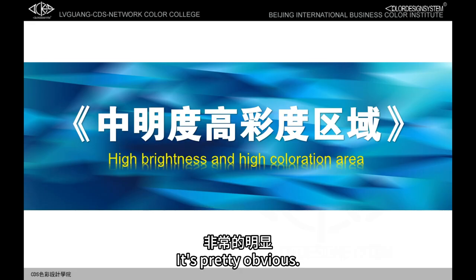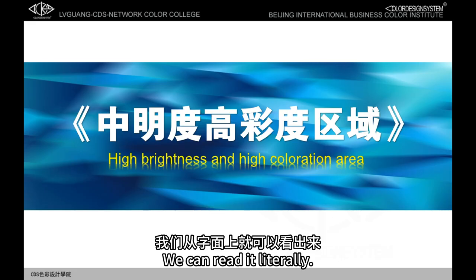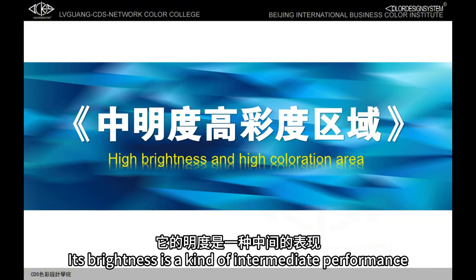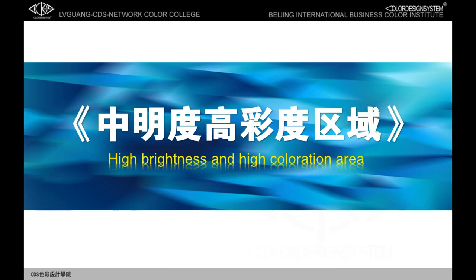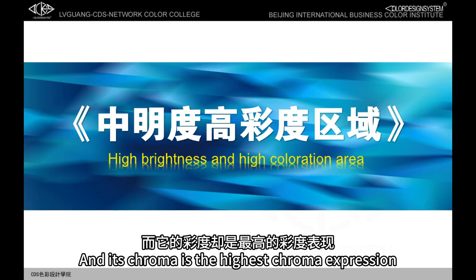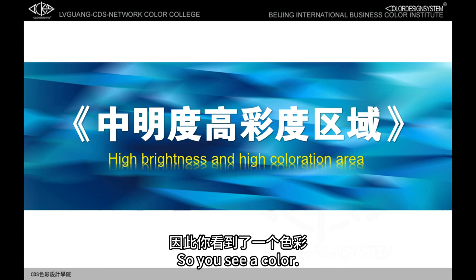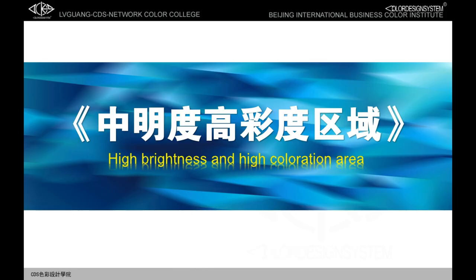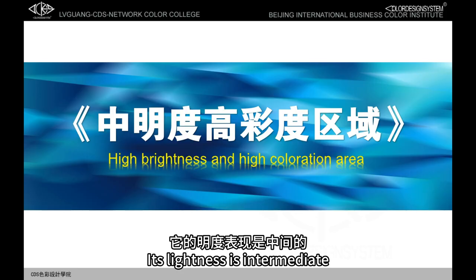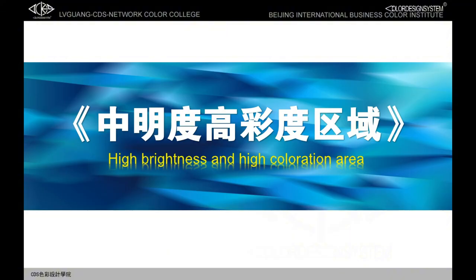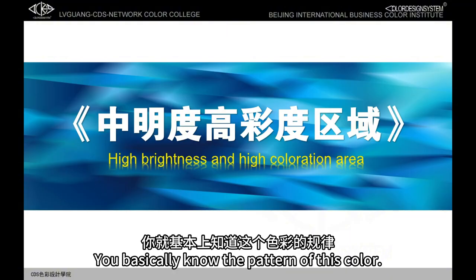It's pretty obvious. We can read it literally. The brightness of the color is a kind of intermediate performance, and its chroma is the highest chroma expression. So when you see a color whose lightness is intermediate and chroma is very high, you basically know the pattern of this color.